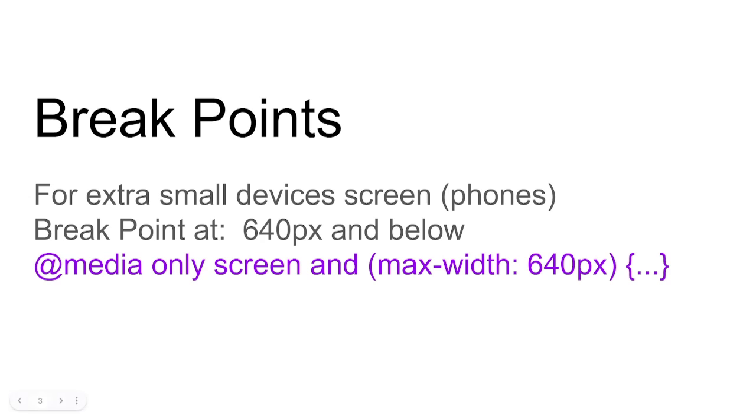So this is how this works. We have the media only screen. This is how you basically write this syntax. Of course, we are going to write this code properly and you will understand this better, but I just want you to get this right. So for extra small devices, which are small phones, their breakpoint is usually at 640 pixels and below. So you can simply write at media query in your CSS.